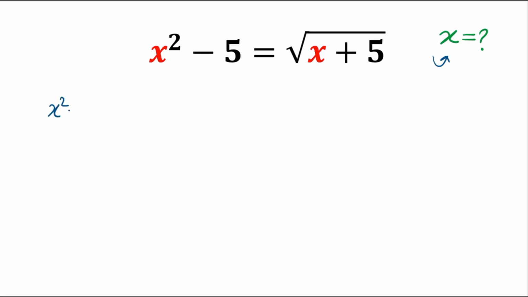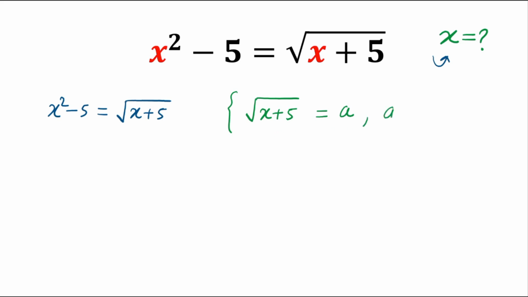x square minus 5 is equal to square root of x plus 5. Now here we will apply substitution, and if we substitute square root of x plus 5 equals a. Look carefully, on the left hand side we have square root of x plus 5, and we know that square root is defined only for non-negative numbers. So if x plus 5 is positive and we know that square root of a positive number is also positive, then you can say a is greater than or equal to 0.